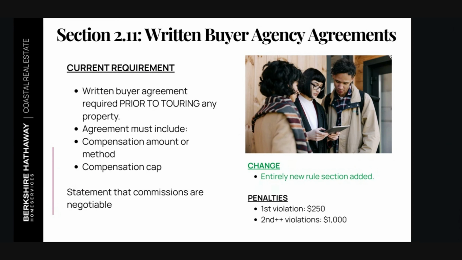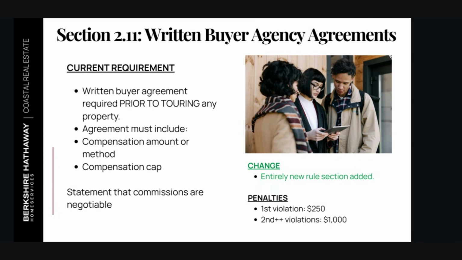A written buyer agency agreement is now required prior to touring any property. That means before showings take place, the agreement must be already signed. This agreement must include how compensation will be determined: a defined compensation amount or method, a cap stating that the compensation cannot exceed what is agreed to, and a clear statement that commissions are negotiable.